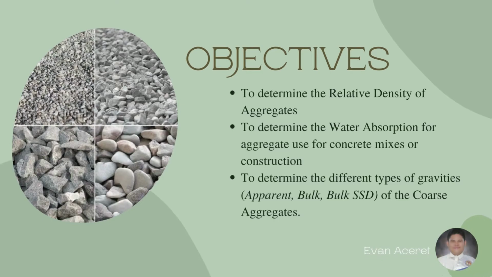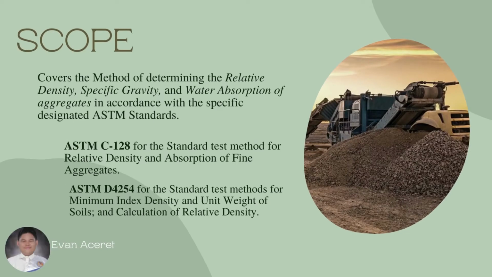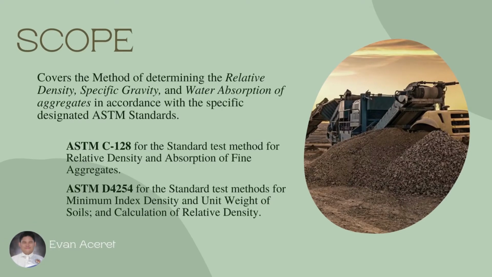The scope of this experiment is the procedure covers the method of determining the relative density, specific gravity, and water absorption of aggregates in accordance with the specific designated ASTM standards. ASTM C128 is used for the standard test method for relative density and absorption of fine aggregates, and ASTM D4254 is the standard test used for minimum index density and unit weight of soils and calculation of relative density.